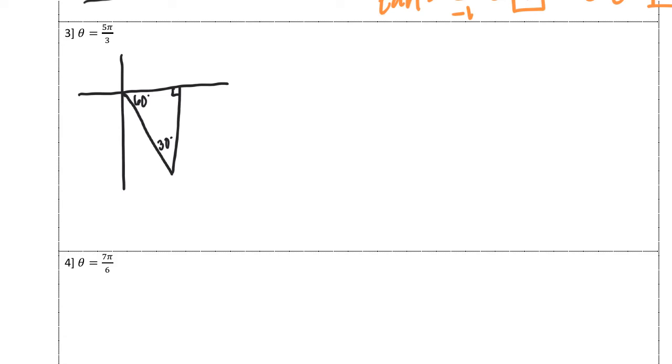Fill in your side lengths appropriately. Across from 30, you have a side length of 1. Across from 60, you should have a side length of square root of 3. And across from 90, you have a side length of 2.